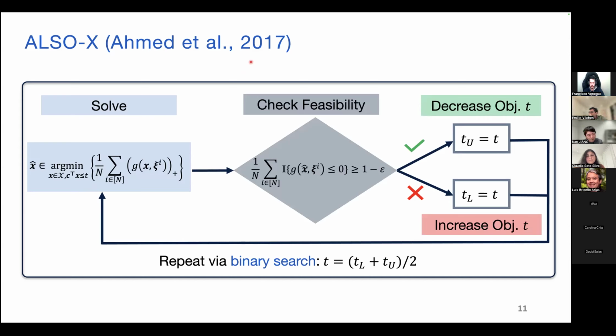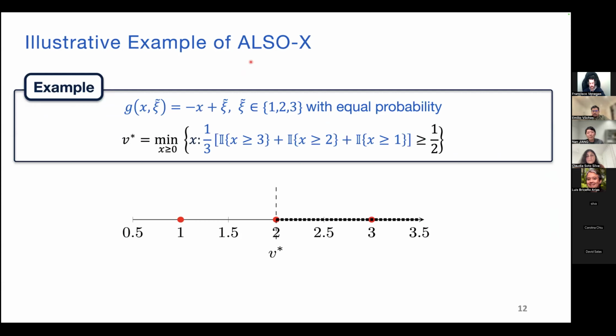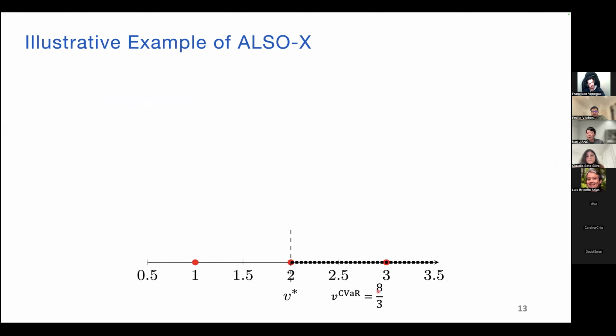And when I started my PhD, what I did is I started to try this heuristic to see what the performance of this heuristic is with the CVaR approximation. Let's look at a very simple example here. We still have three scenarios: x greater or equal to 3, x greater or equal to 2, and x greater or equal to 1. Very simply, if you want to satisfy two of them, the optimal solution is 2. In this simple example, the CVaR approximation is 8/3.